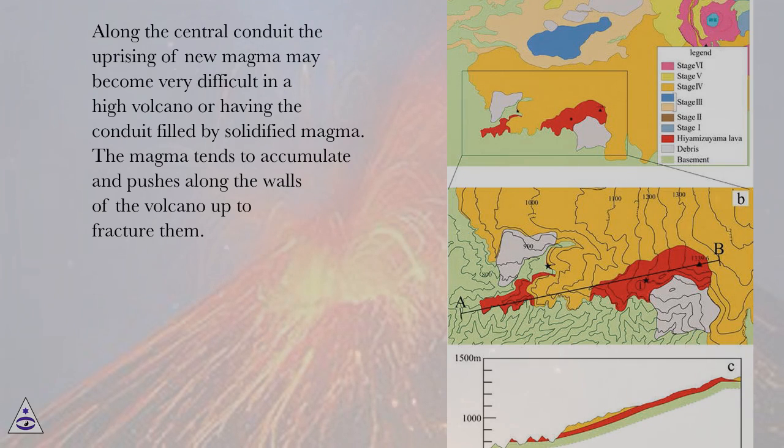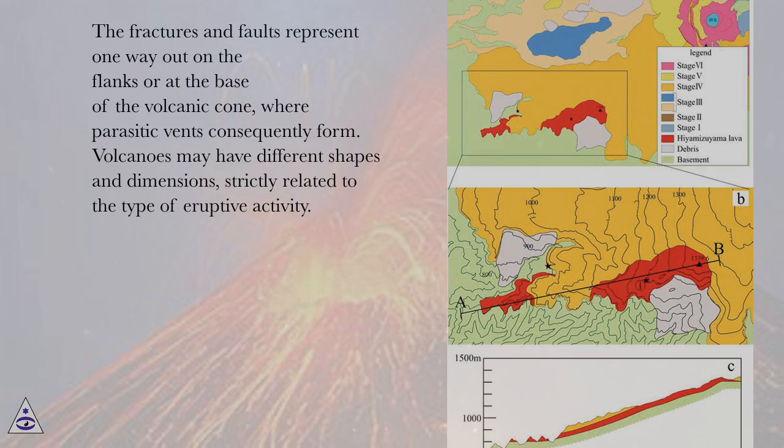The magma tends to accumulate and pushes along the walls of the volcano up to fracture them. The fractures and faults represent one way out on the flanks or at the base of the volcanic cone, where parasitic vents consequently form.